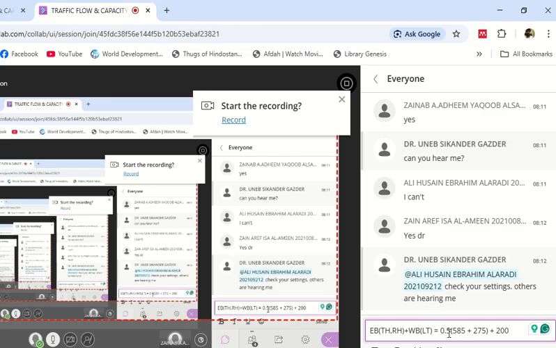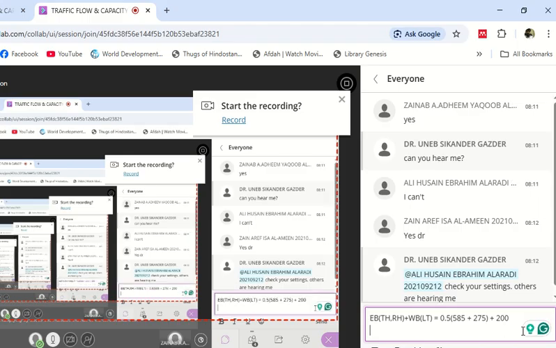Because you are distributing the time. Half of the time will be available for this one, and the remaining will be for this one. So this is the distribution of the time basically. Whatever timing you give in the signal, half will be consumed by this and the remaining by this. So that's why we are multiplying by 0.5. This indicates the half of the time available for this one.